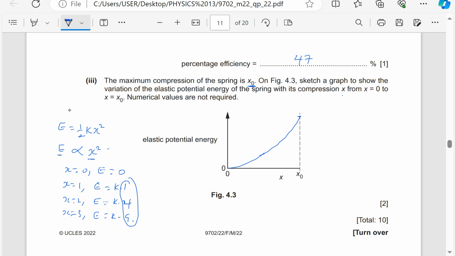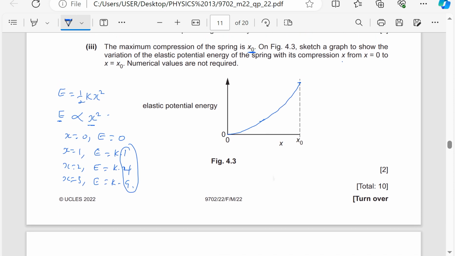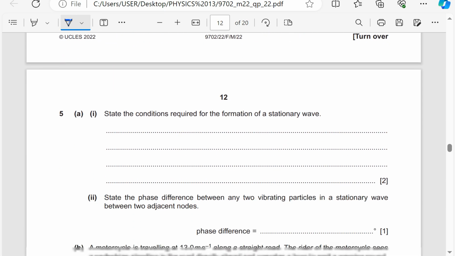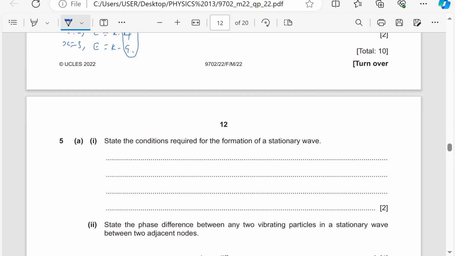So it's a curve of increasing gradient, which touches the vertical line at that point. Okay. Then question 5, state the conditions required for the formation of a stationary wave. Of course, a stationary wave must have two waves of the same type, having the same frequency or wavelength, traveling at the same speed in opposite directions, and they should overlap or meet at a point.